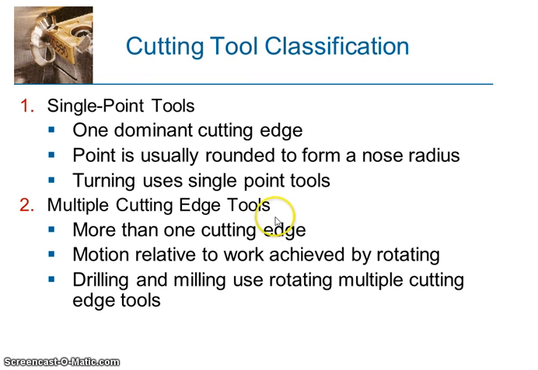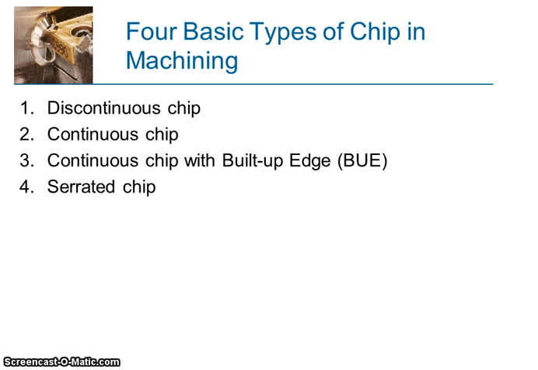And multi-point cutting tools have more than one cutting edge. A drill bit has two cutting edges. A milling cutter has multiple cutting edges depending on the number of teeth. Now we'll see which are the four basic types of chips.